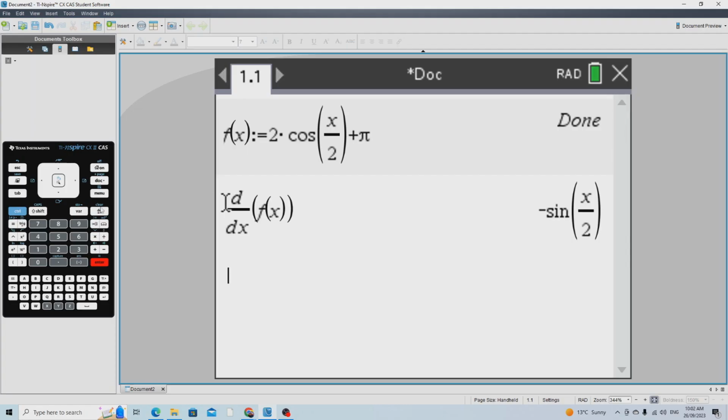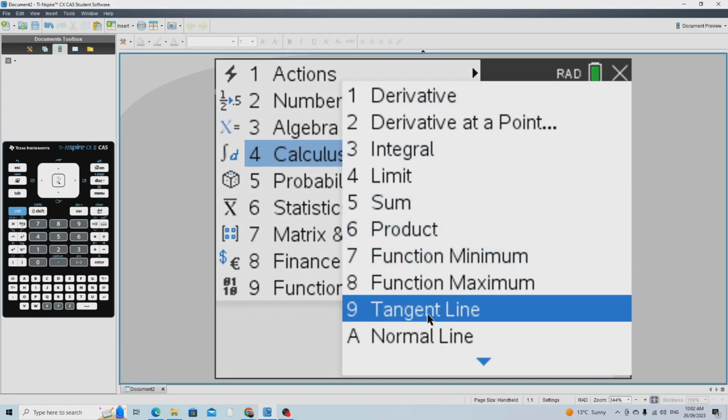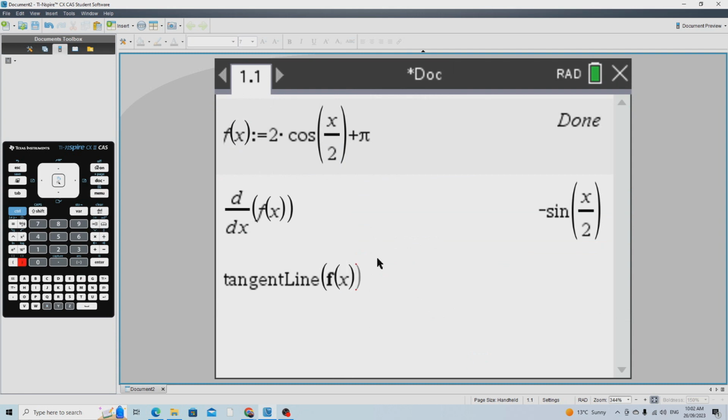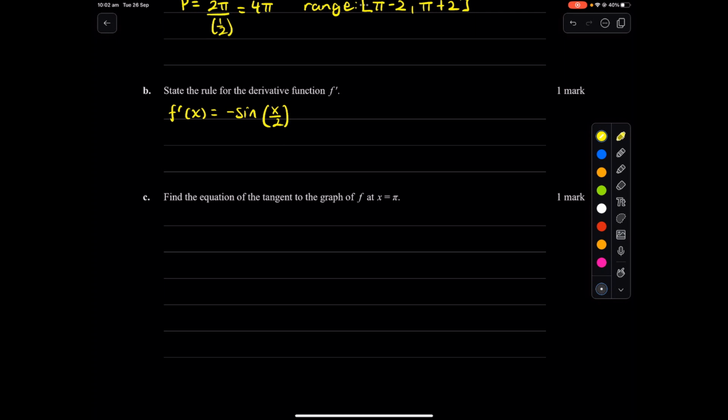Find the equation of the tangent to the graph of f at this point. Nice and easy. 1 mark. I'm just going to use my calculator. Go on menu. Go on calculus. Tangent line of f of x, comma x at value of pi. And we get this, which is, we'd say, so y equals 2 pi minus x.